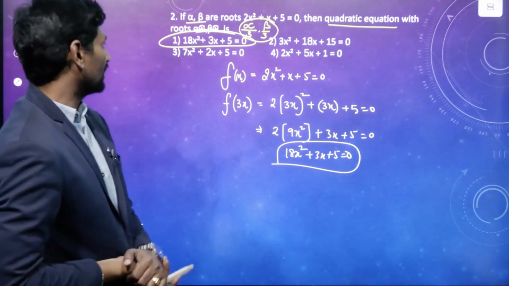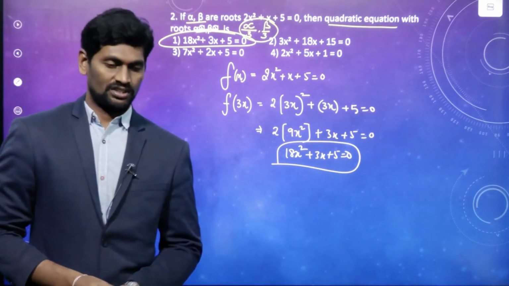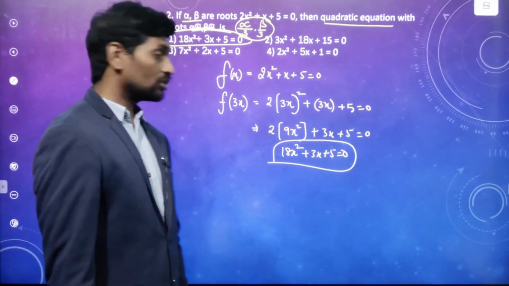Option 1: 18x square plus 3x plus 5 equals 0. Check. Let us go to the next problem.